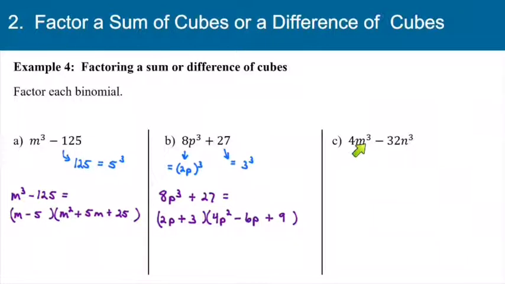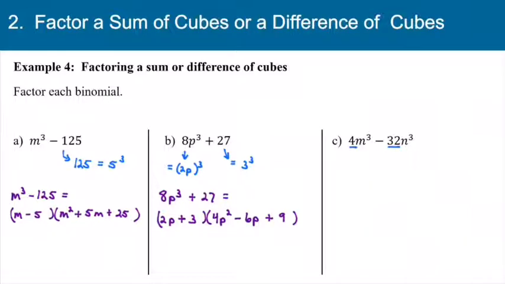Let's look at part C. Here I have 4m to the third minus 32n to the third. And notice that 4 and 32 are not third powers. So this is not a difference of cubes in the form that we see it here. But notice that 4 and 32 can both be divided by 4. So that means we have a GCF. And that means we should factor out the GCF of 4.